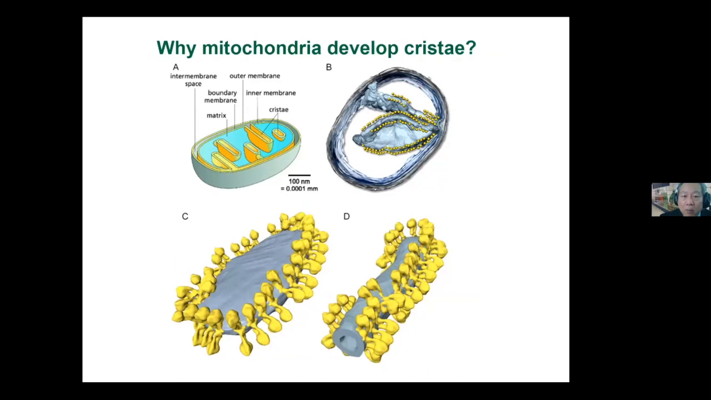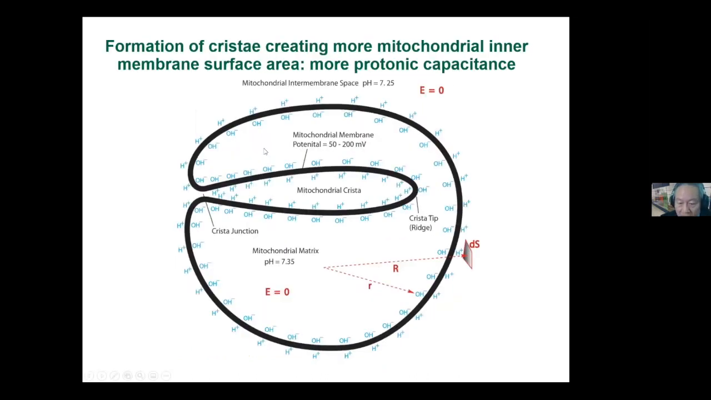So for example, why did mitochondria develop the crista? Now you understand, first of all, the formation of a crista creates more membrane surface area, because this is a protonic capacitor, right? The bigger the membrane surface area, the more capacitance, and you're able to store more energy. That's what they do there. That's one thing.